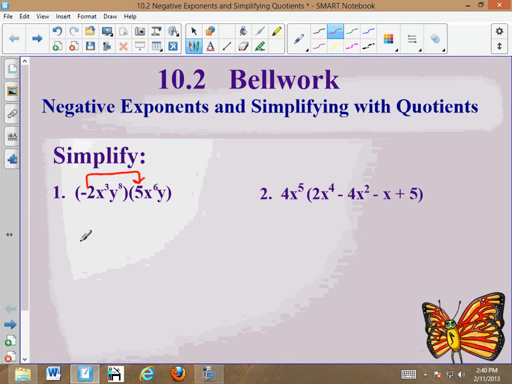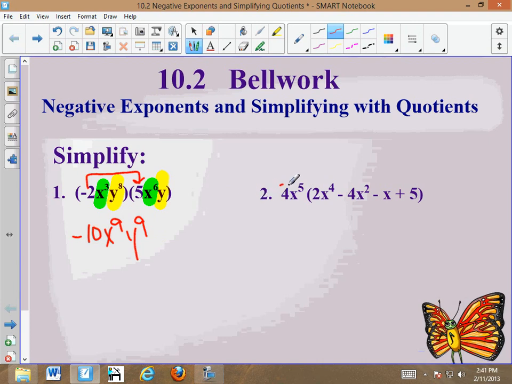To solve this: negative 2 times 5 is negative 10. Now, here I have 3 x's. Over here I have 6 x's. Here I have 8 y's. Here I have just 1 y. So, 3 plus 6 is x to the 9th. 8 plus 1 is y to the 9th. You cannot simplify this anymore. That's your answer. Over here, same thing.